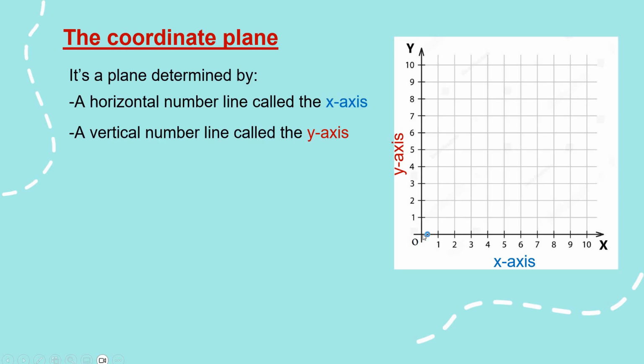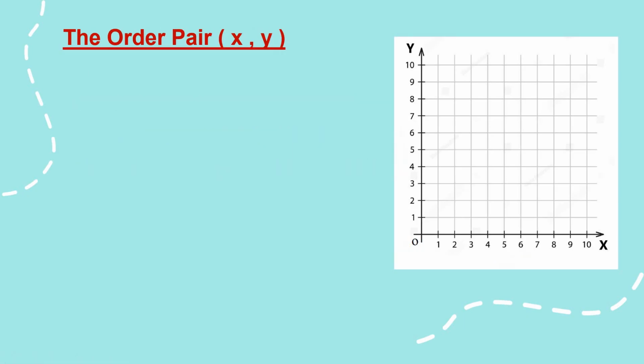So the x-axis and y-axis here intersect in what? In one point here. This point is called what? Called the origin, which I denoted by O. So this is the origin.